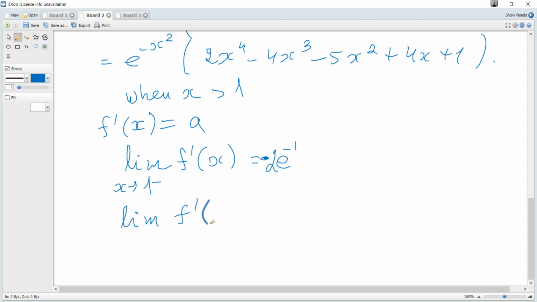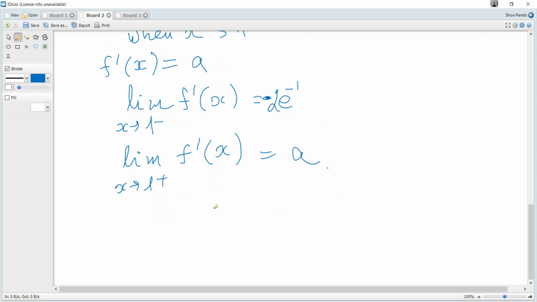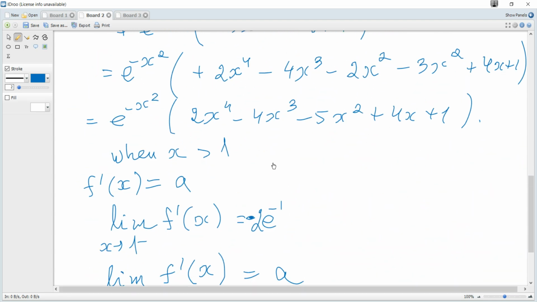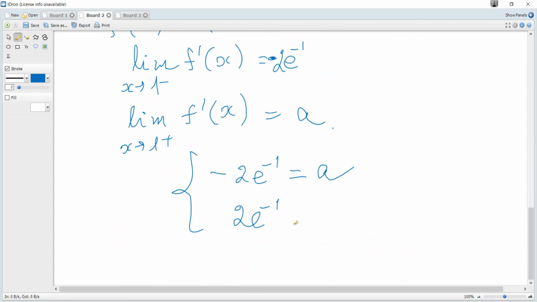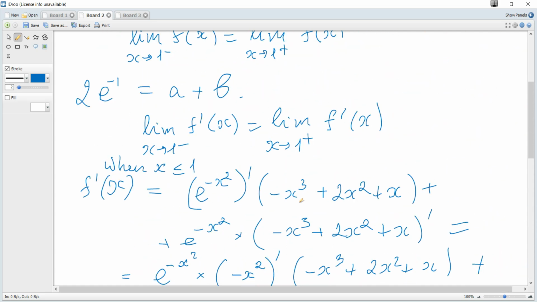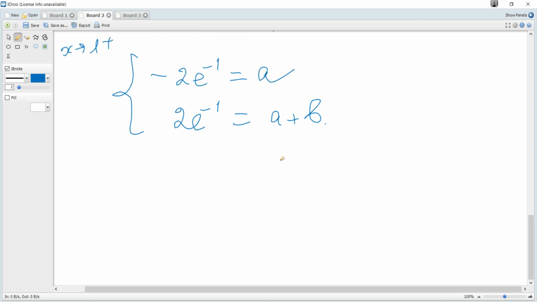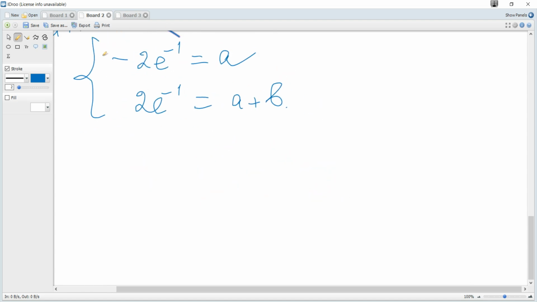And the limit of the derivative when x tends to 1 from the right is just a, and since it's differentiable, negative 2e to negative 1 must be a, together with 2e to negative 1 is a plus b, and we need to just solve the simultaneous equations. We can see that it can be solved easily by elimination.